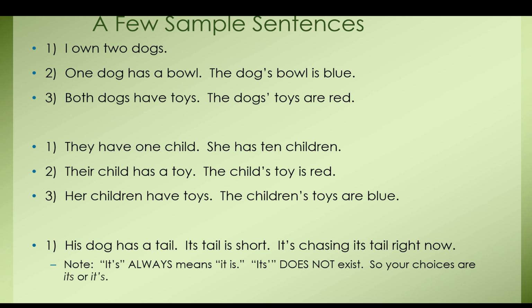His dog has a tail. Its tail is short. It's chasing its tail right now. So this is the possessive pronoun. Its tail, the tail that belongs to the dog, its tail. And this is the contraction it is.